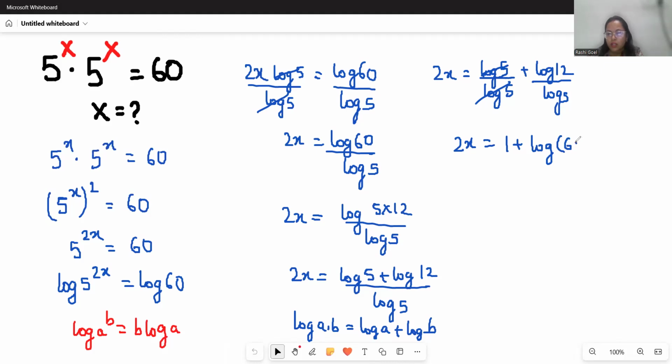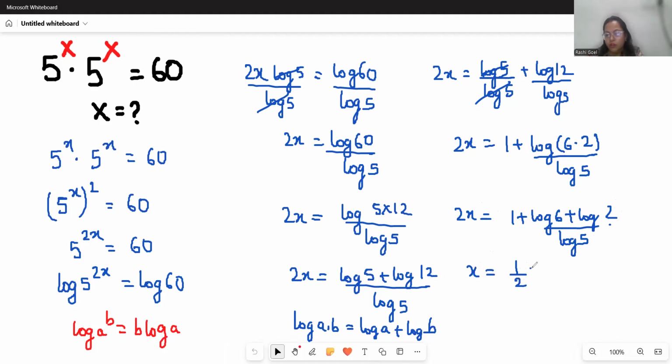We can write 12 as 6 times 2. So 2x equals 1 plus log 6 plus log 2, by log 5. So x equals 1 by 2 plus (log 6 plus log 2) by 2 log 5.